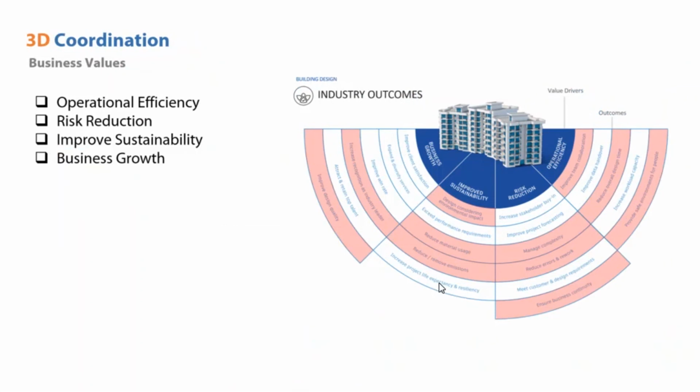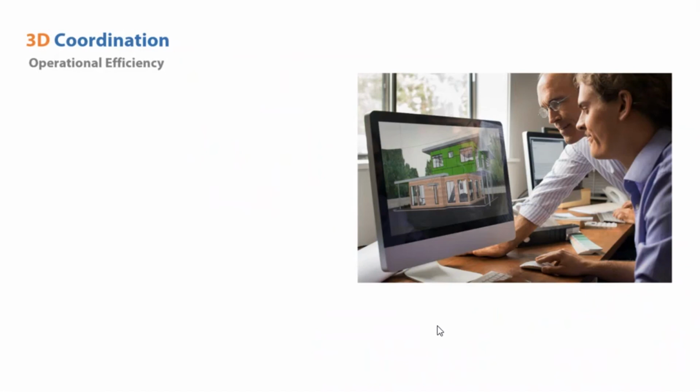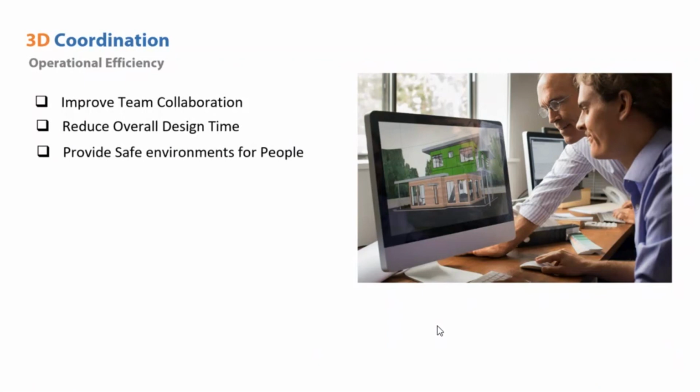So what are the business values that we achieve from this particular process? These are: operational efficiency, risk reduction, improved sustainability, and business growth. Specifically, in the case of operational efficiency, a well-coordinated workflow starts with good coordination and good collaboration, and identifying issues early in the design process reduces the need for repetitive premature review processes and rework, and it provides a safe environment for the people.